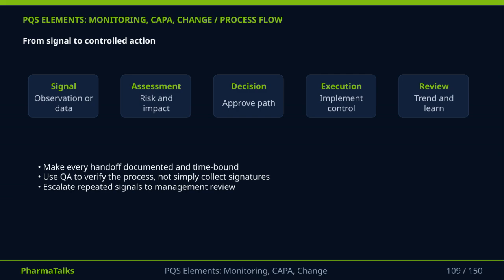It's important to make sure every handoff in this process is documented thoroughly and has a clear time frame. Quality assurance should actively verify that the process is working properly, not just gather signatures. And if signals keep recurring, they must be escalated to management for higher level review. This structured approach ensures we maintain control and drive continuous improvement within our quality system.